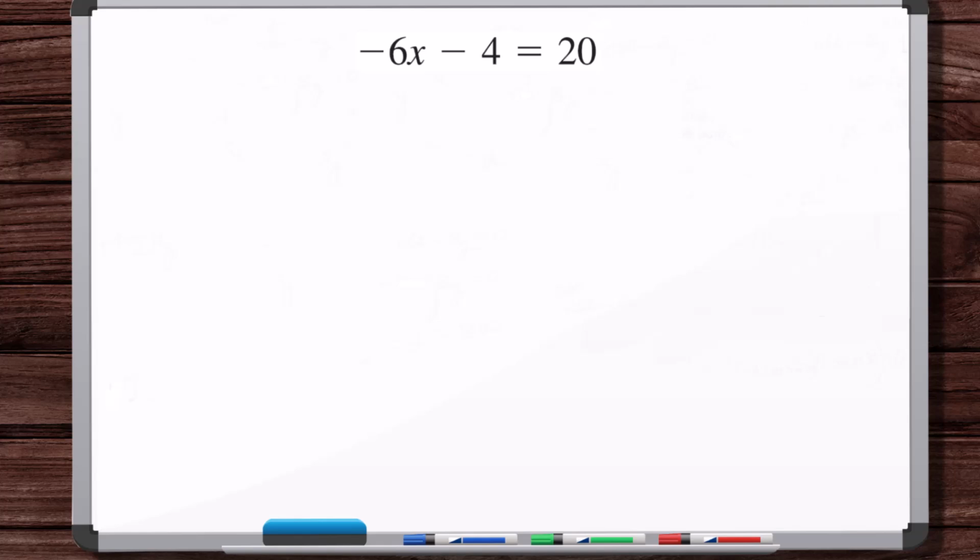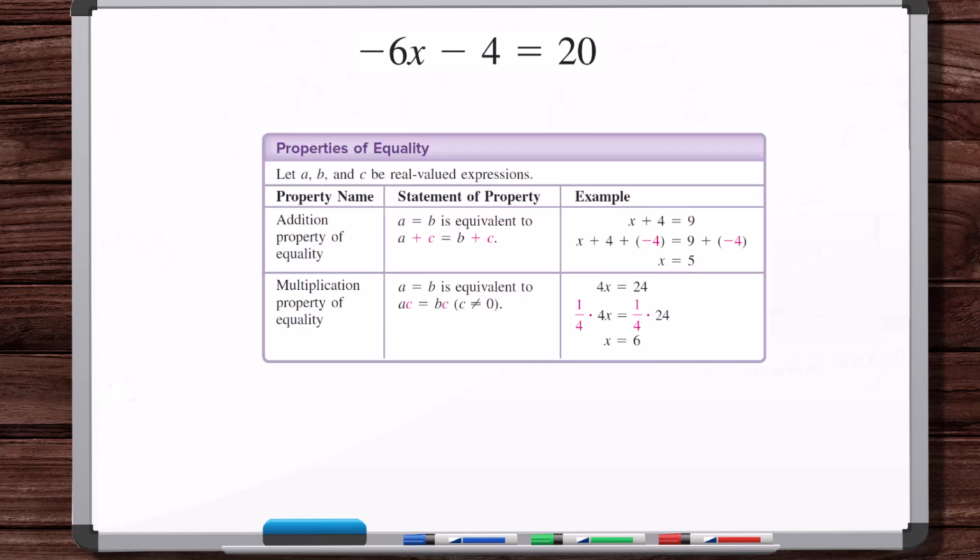Now to solve these equations, we're going to use these properties of equality. We use these properties to solve not just linear equations in one variable. We use these to solve any kind of equation in any number of variables. So this isn't unique to just linear equations or in one variable.